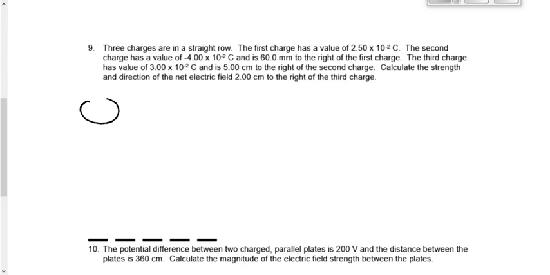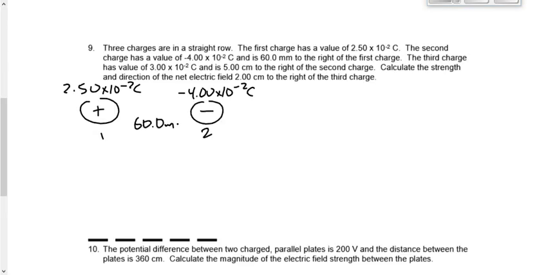Here's the first charge. It has a value of positive 2.50 times 10 to the negative 2 coulombs. The second charge is to the right of the first charge, and its value is negative 4.00 times 10 to the negative 2 coulombs. And it is 60 millimeters to the right of the first one.